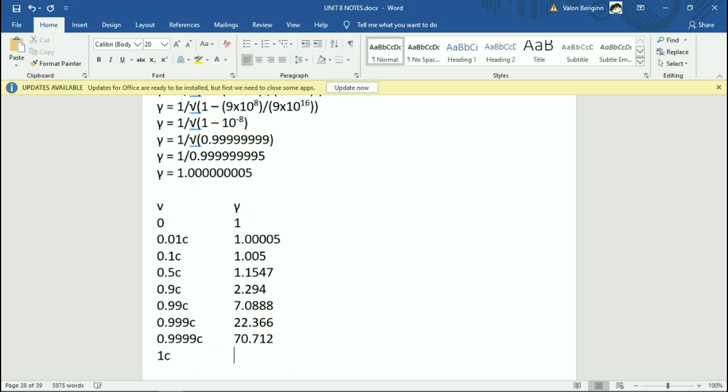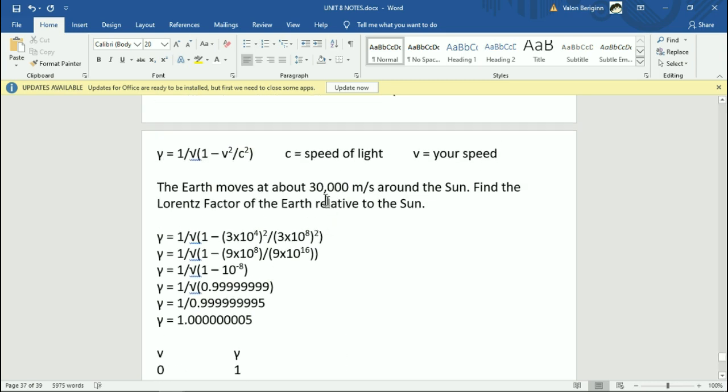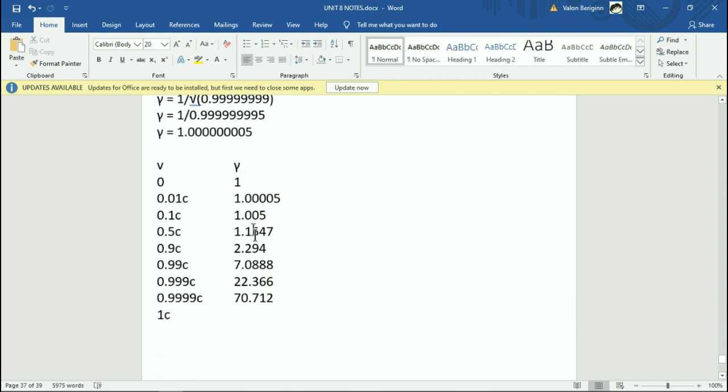1c. What is our answer? Well, what do we have? We have the speed of light squared divided by the speed of light squared. That's just 1. 1 minus 1 is 0. Square root of 0 is 0. 1 over 0 is infinity.